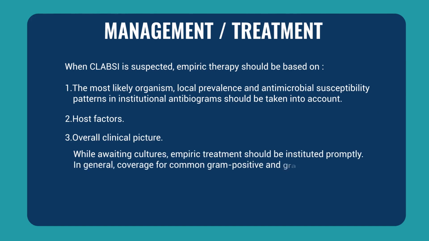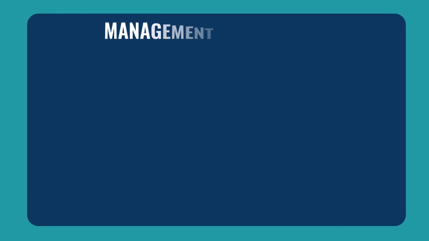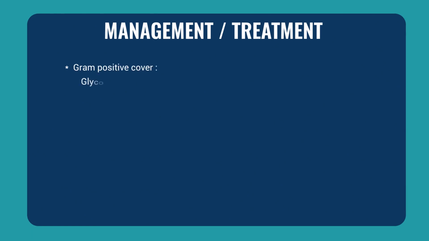In general, coverage for common gram positive and gram negative organisms is necessary. Depending on the overall clinical picture, like whether the patient is in a medical ICU or surgical ICU, whether the patient is post-operative or post-transplant, the number of organ dysfunctions, and the possible source of infection, we have to decide the possible antibiotic. The most common antibiotics for gram positive coverage are glycopeptides, teicoplanin and vancomycin being the commonest.